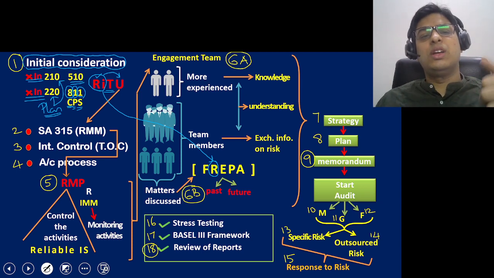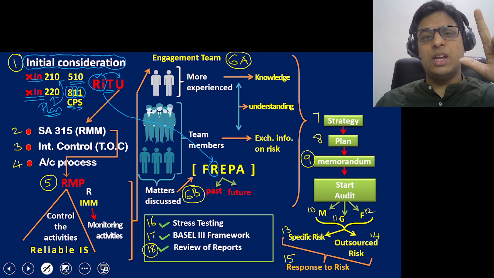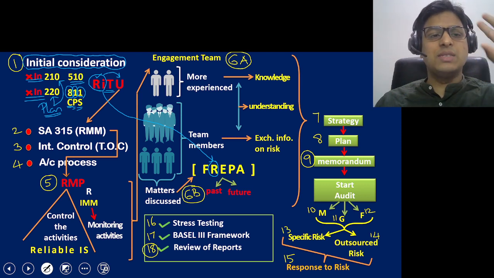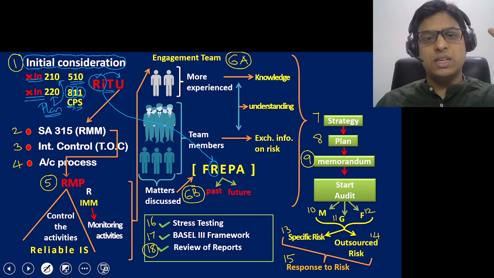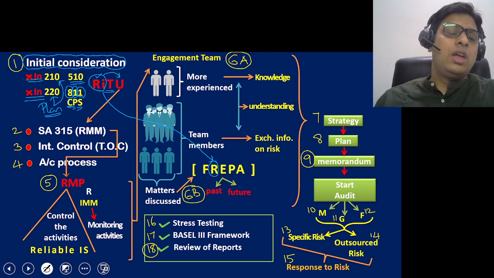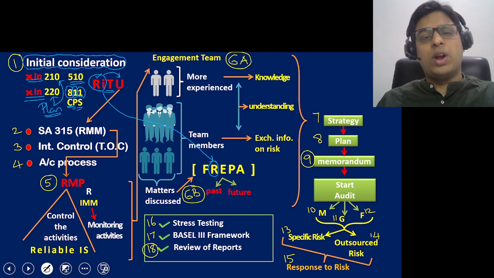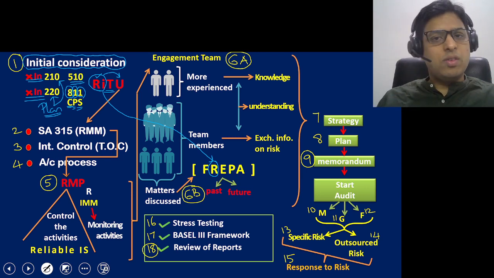Finally, RITU is what? Risk we should check. We should check who will be in our team members, and understand the entity and its environment. As simple as that. That is basically your initial consideration. Okay. Now, after this, we'll be reading point number 2, 3, 4. So point number 1 is done. Point number 2, 3, 4, we'll be reading it through.